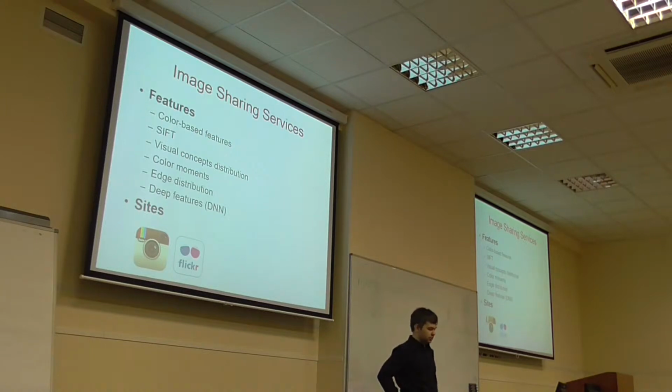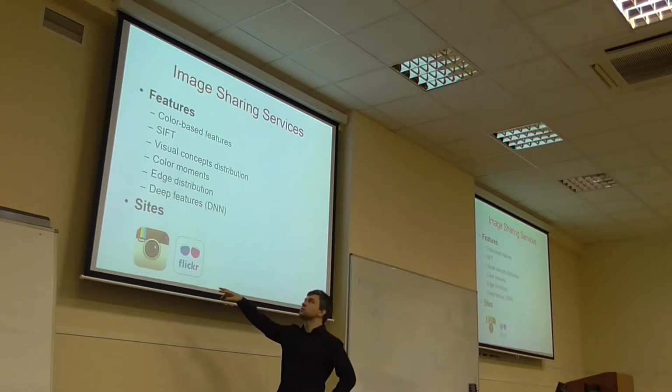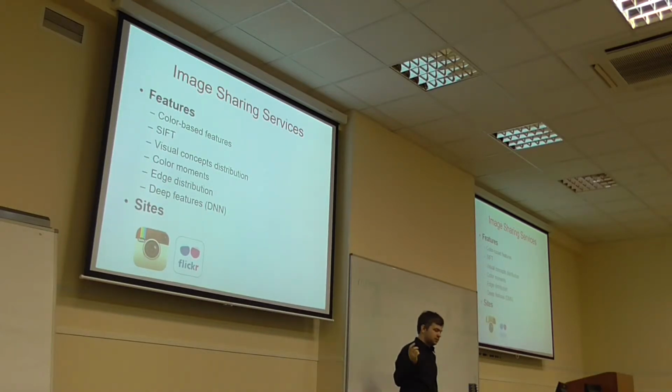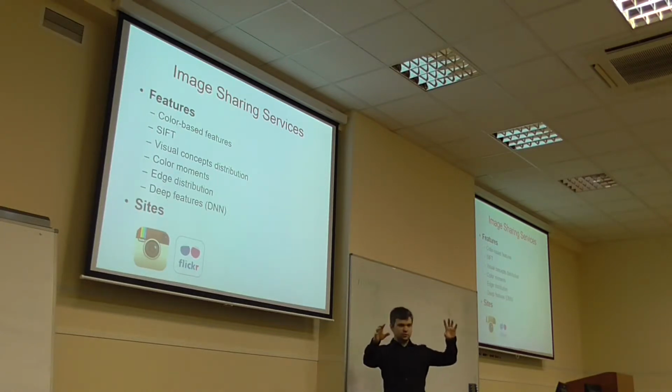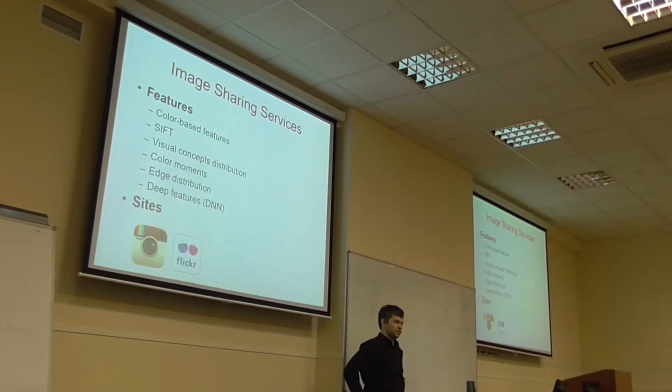And we also have image services, like Instagram or Flickr, which are kind of similar, except Flickr is supposed to be used by more professional users. And you have these types of features I explained yesterday, which are color, SIFT, visual concepts, color moments, edge distribution, and very popular conventional deep learning features when we have some neural network like the GoogLeNet architecture. We feed in an image and we get something in output. And nobody knows what that something is, but this something is so nice for predicting our label.